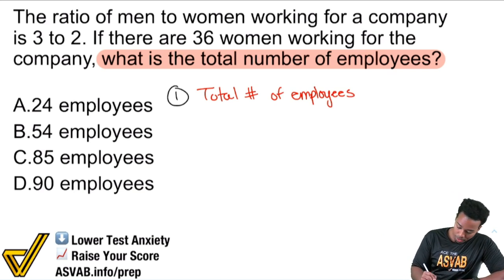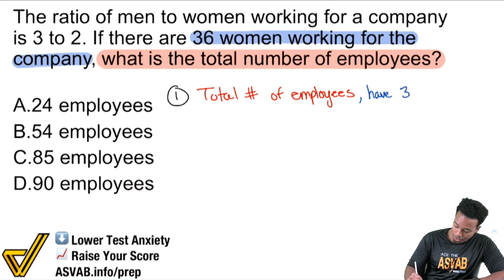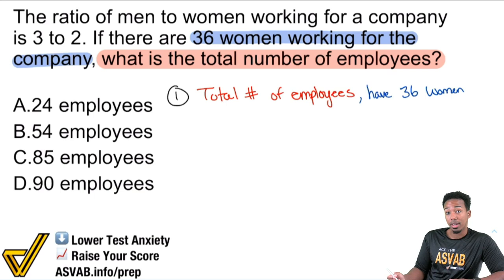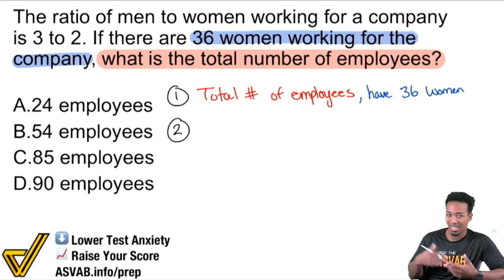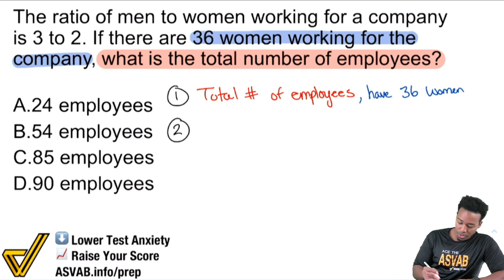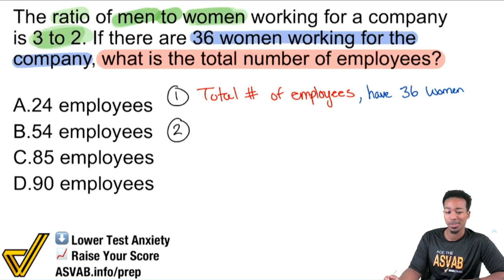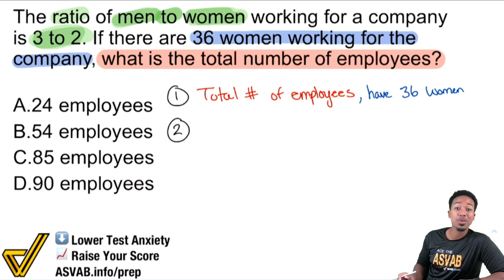We're given that there are 36 women working for the company. So right there, total number of employees, and we have 36 women. All right, great. Now, what else do we have? Another piece of information that we're going to want to write down. Again, step 2, write down all your given information. What we see here is the ratio of men to women. Men to women is 3:2. Way too important here. The ratio of men to women is 3:2.